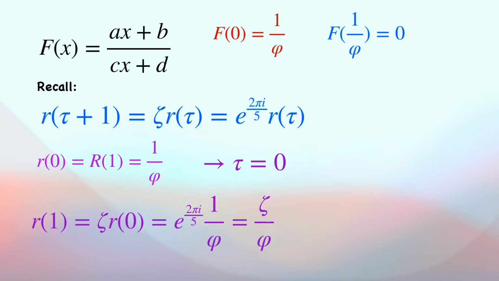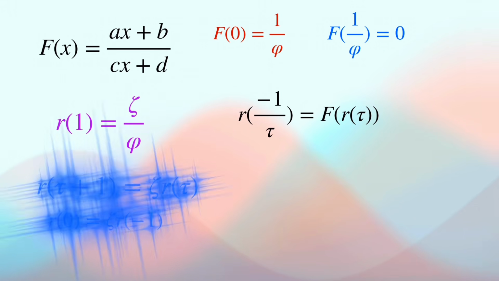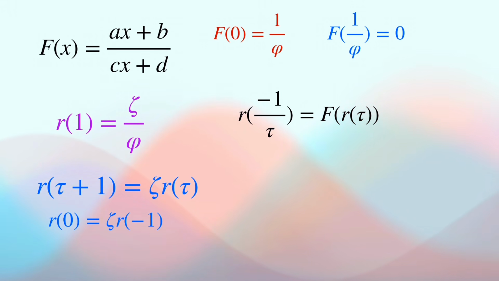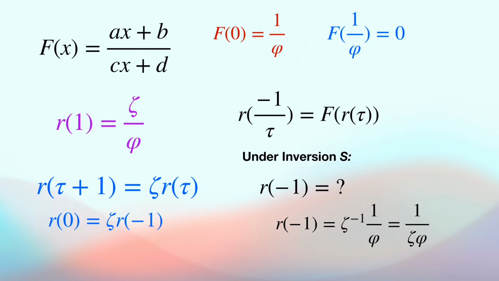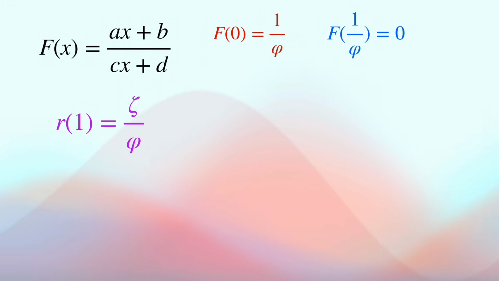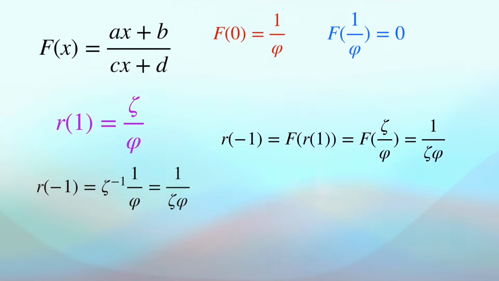Thus, r of 0 equaling 1 over phi means that r of 1 is going to allow us to solve for r of 0. And thus, under this map f, we can invert 1 and 0. In a sense, we can also get the value of r of 1. But it turns out that r of negative 1 is simply 1 over our root of unity times the golden ratio. So under inversion, we get a 3rd image point for our function f of x.